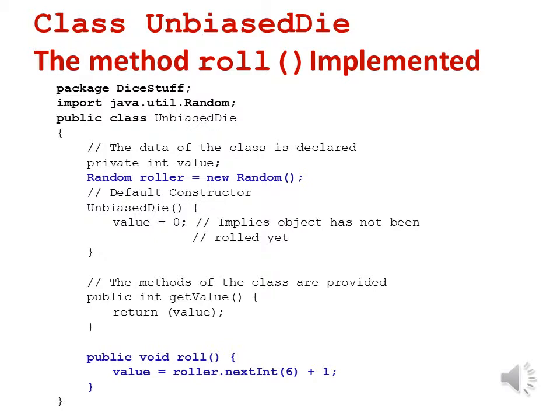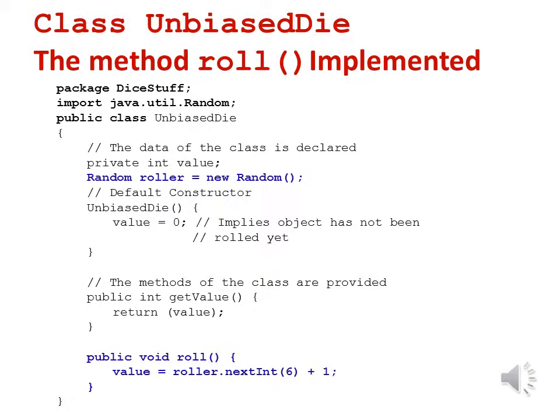Using this, we can implement the method roll in the class UnbiasedDie. We place a statement Random roller = new Random() as part of the data attributes of the class. We complete the method roll by the statement value = roller.nextInt(6) + 1.